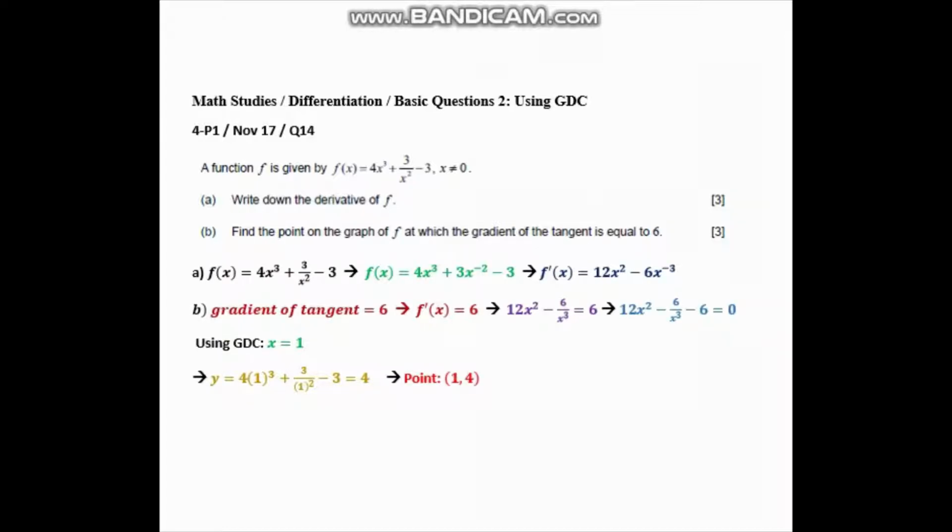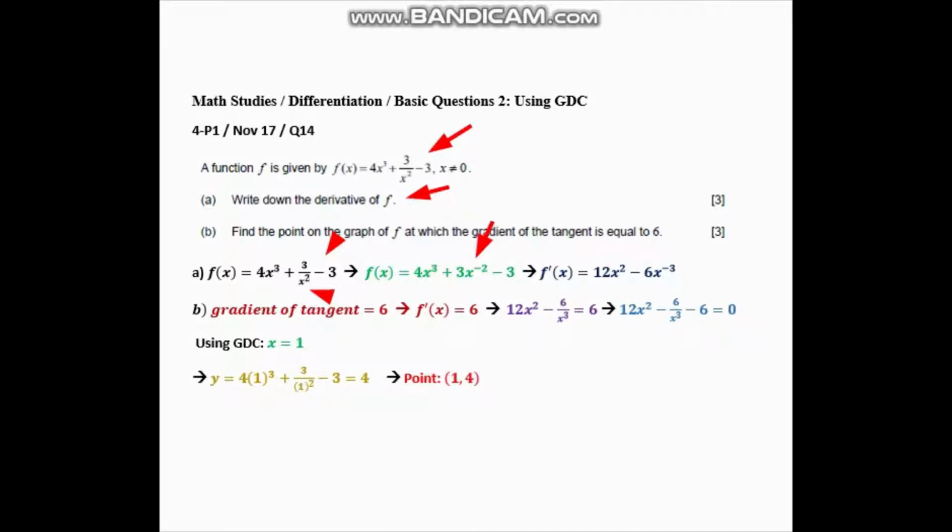So in question A, I am given f of x equals 4x cubed plus 3 over x squared minus 3, also written in black right there. And I'm asked to find the derivative of f, or to differentiate the function. Like we did in previous questions and previous videos, whenever I see an x in the denominator, I first raise it to the numerator and express it in a negative exponent to facilitate the differentiation.